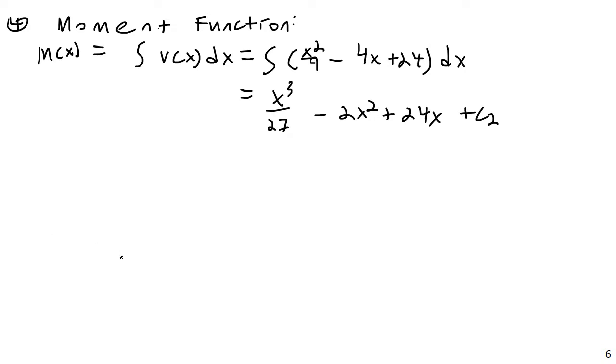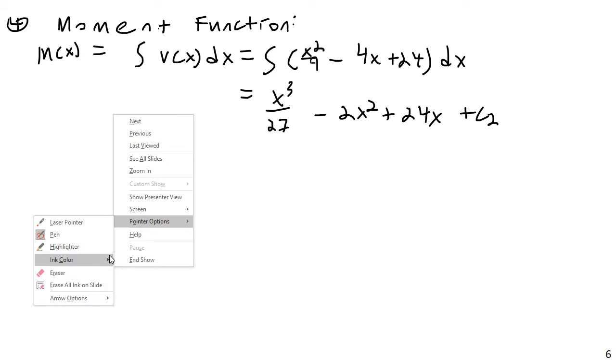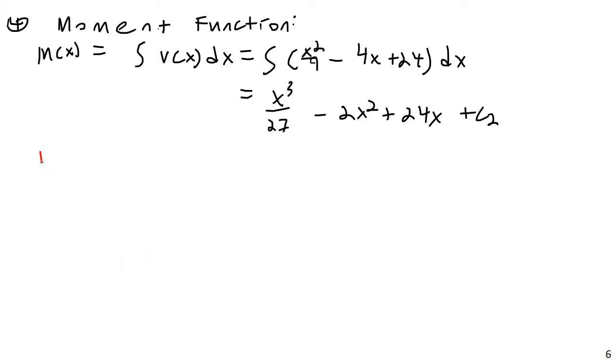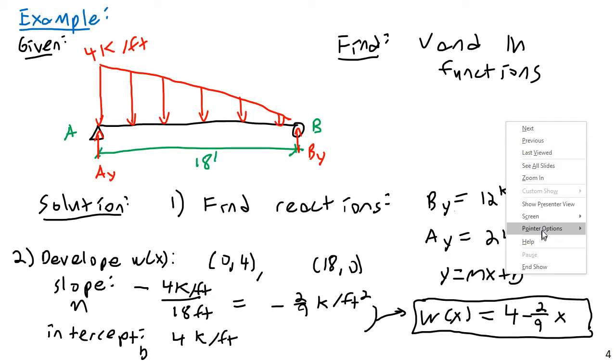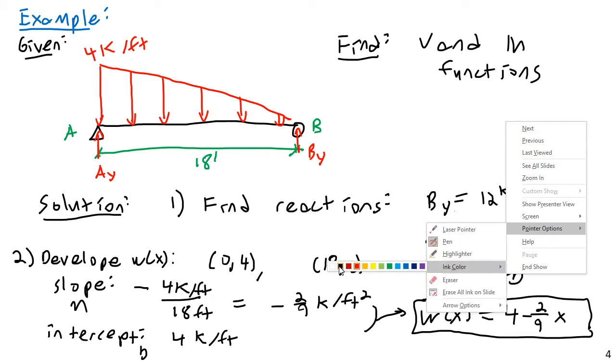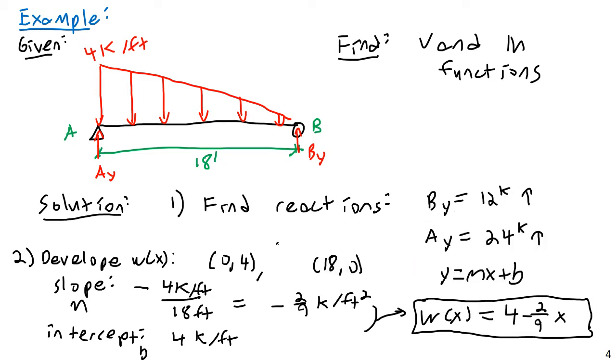Now, I need a boundary condition. What boundary condition might I use? So I need to go back to my beam, take a look at that, and think, what boundary condition might I use? Again, we're looking for a point where I know the moment. I need a point of known moment. Looking at that beam, do we have a point of known moment? Yes, where? Both supports. What is it?